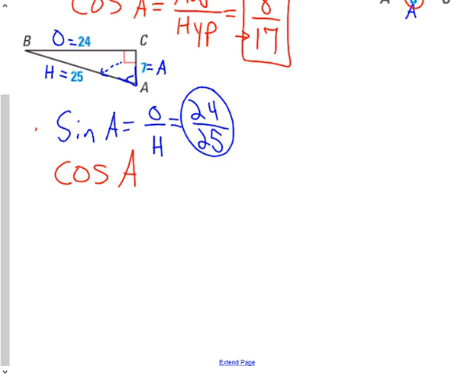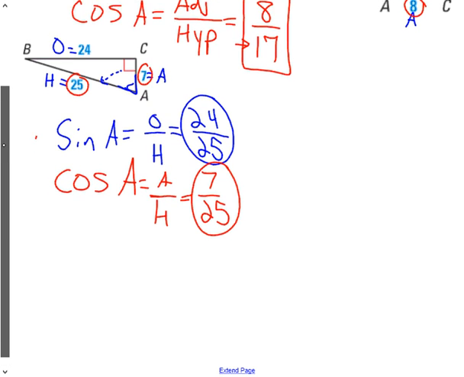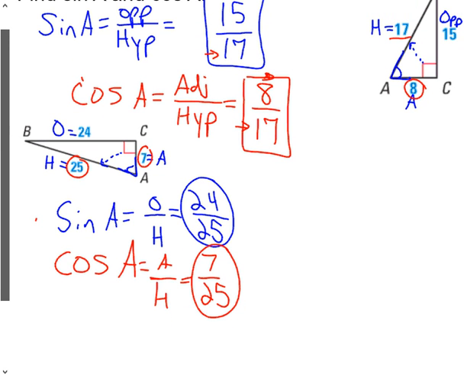Cosine, again, A over H. And we already have it labeled. We have 7 over 25. And so when we're doing the same angle, it's pretty quick. It's the other side over the hypotenuse. Okay, so pretty straightforward. And make sure you write down all the notes from this slide, and we will continue to do similarly.